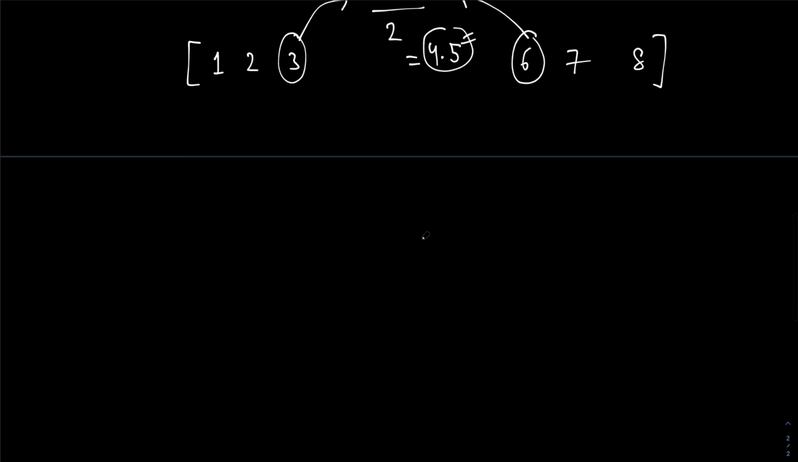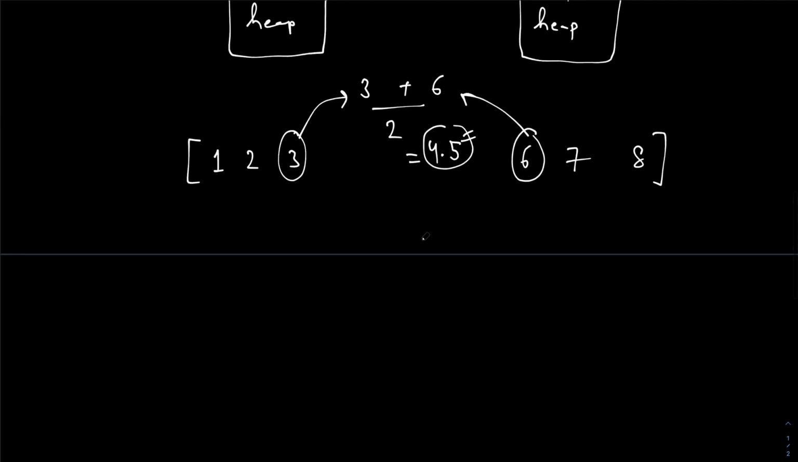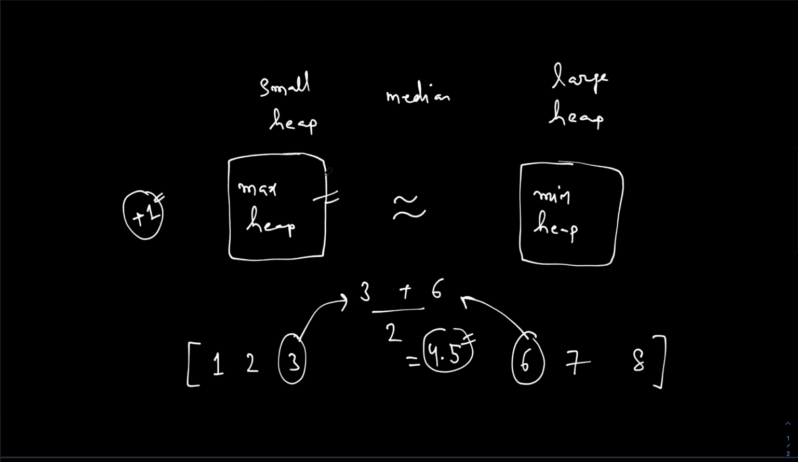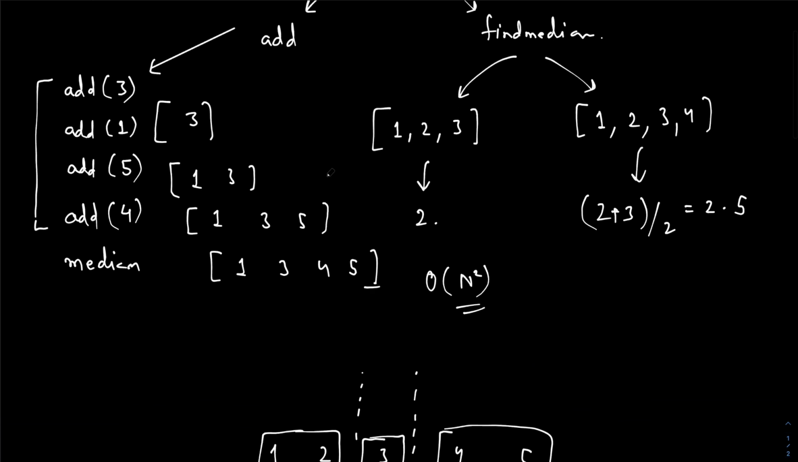So let's explore it more. One more thing, their sizes are going to be approximately the same. Why did I say approximately? Suppose the size of the array is odd, then the max difference is going to be 1, not more than that. So let's see the example we took.